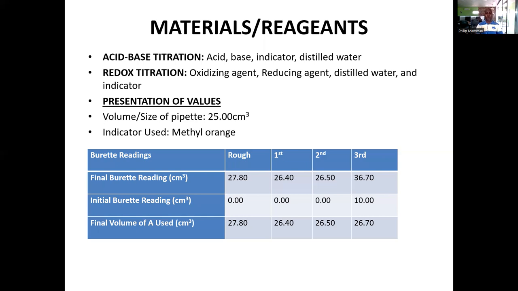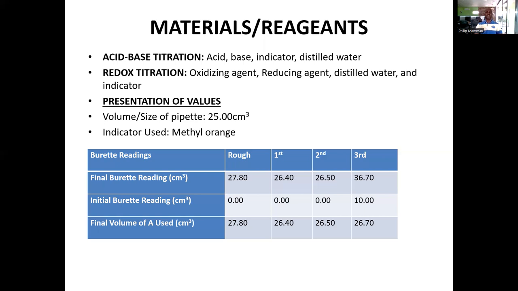You can start from a point where you have sufficient acid or sufficient oxidizing agent to neutralize the oxidizing agent or to neutralize the base, as the case might be. Your final volume of acid used is usually gotten from your final burette reading subtracting your initial burette reading. As in this case, 27.80 minus 0.00, 26.40 minus 0.00, 26.50 minus 0.00 and 36.70 minus 10.00. So if you look at the table, you see that the arithmetical subtraction has been done. Always take note that you don't have arithmetical errors because they will reduce your scores during this experiment.